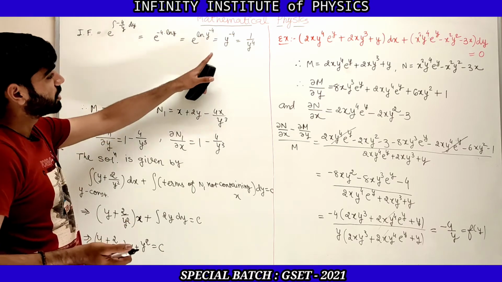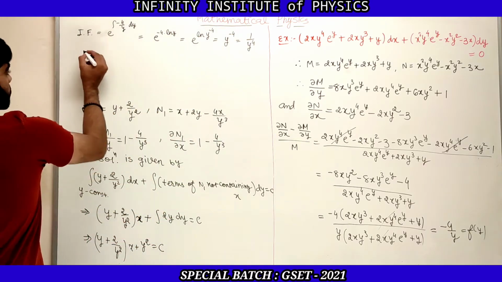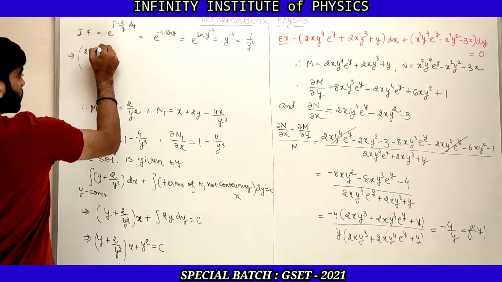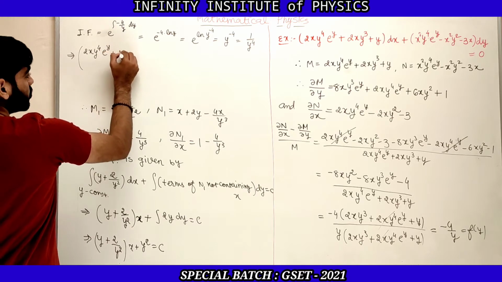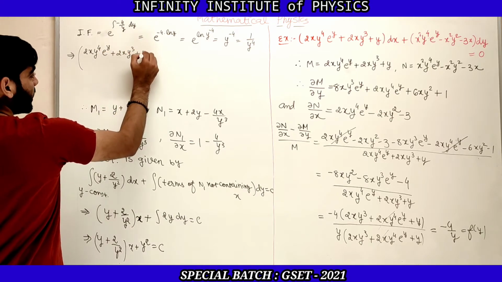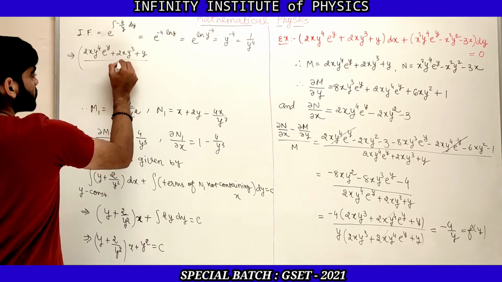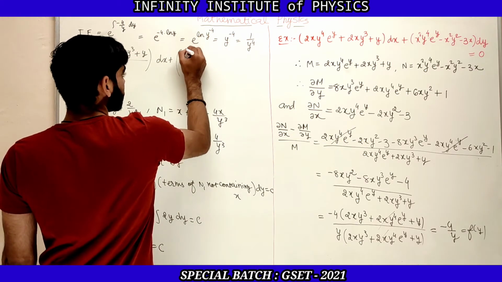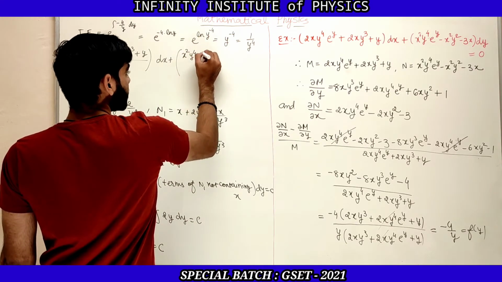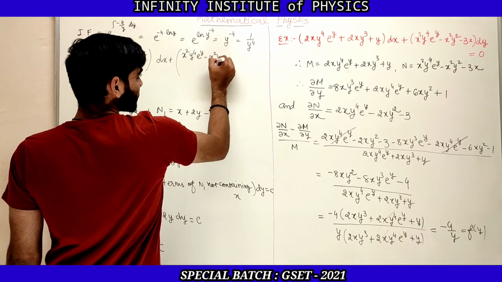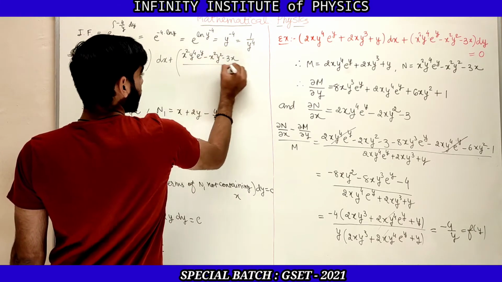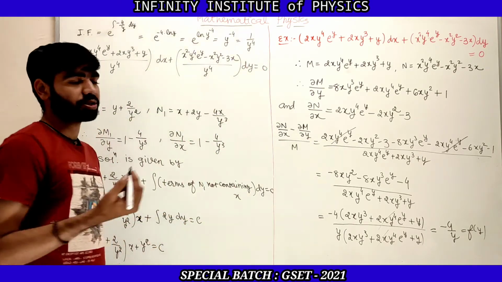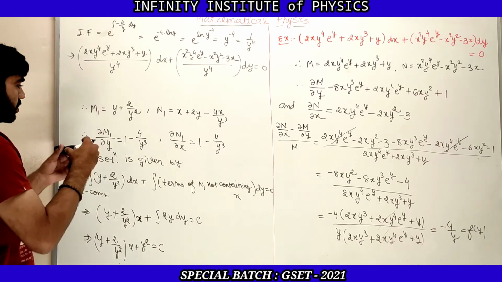Now let us multiply the given differential equation by 1 by y⁴, which implies that (2xy⁴ e^y plus 2xy³ plus y) by y⁴ dx, plus (x² y⁴ e^y minus x² y² minus 3x) upon y⁴ dy, is equal to 0, because 0 by y⁴ is 0.